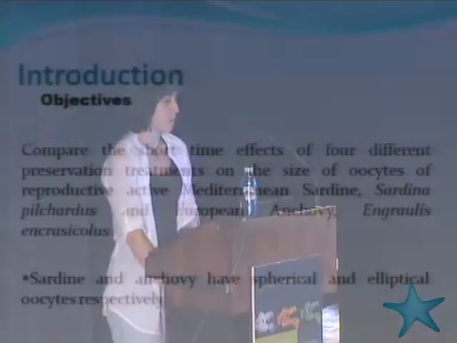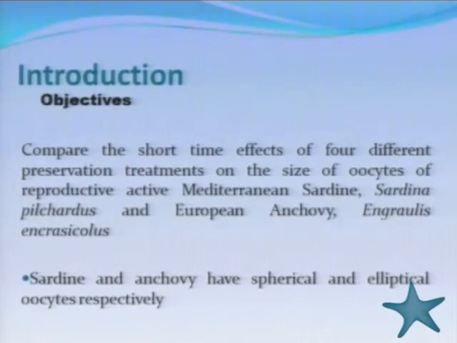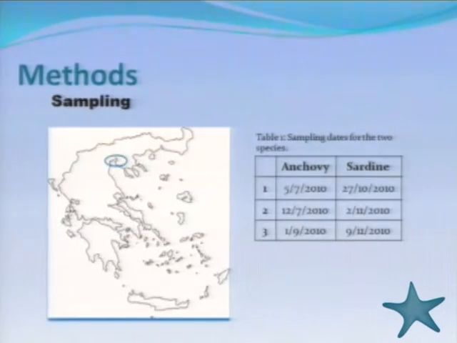Concerning all this background, our objectives in this work were to compare the short-time effects of 4 different preservation treatments on the size of oocytes of reproductive active Mediterranean sardine and European anchovy. We chose those species because sardine and anchovy have spherical and elliptical oocytes respectively. So if we want to check the effect of the shape of oocytes on the effects of preservation treatments, we thought it's the best way to choose these 2 species. And we continue with our methods.